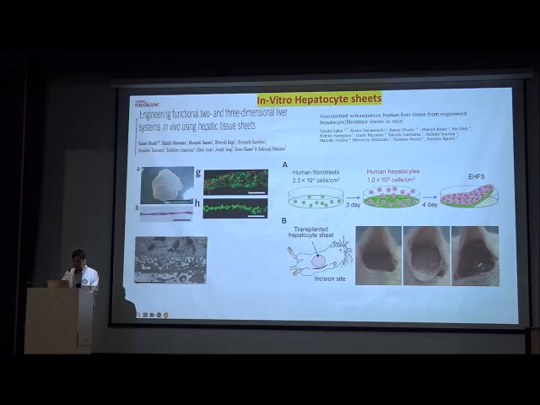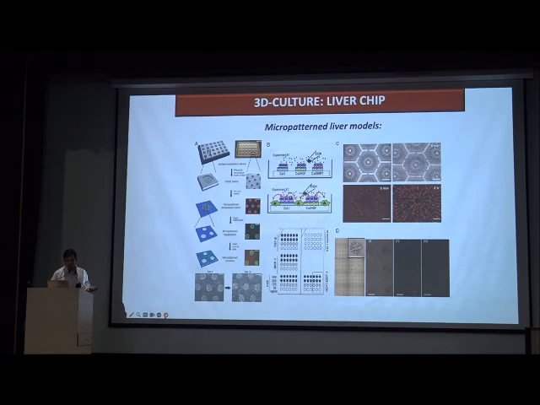Coming lastly to the other part, which was liver organogenesis, I'll briefly run through it. Liver organogenesis, as we know, involves in vitro hepatocyte sheets. And how do you have these sheets? You have these human hepatocyte sheets, which you then transplant onto the incision sites. And this is how you form the hepatocyte sheets.